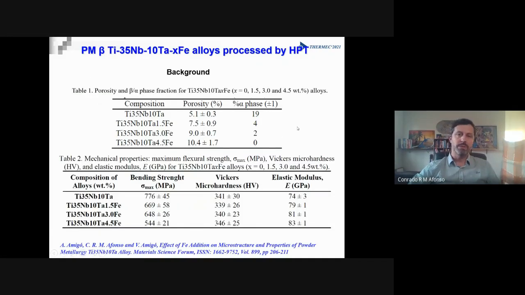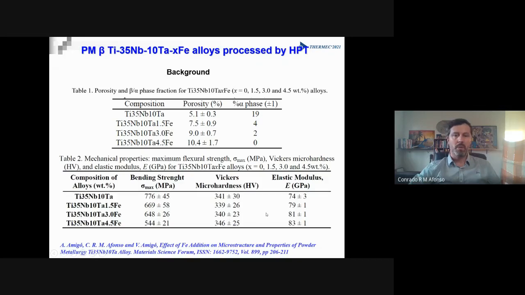Some properties of this material by powder metallurgy. We have 5% porosity for the titanium niobium tantalum alloy, and increasing the iron content, we can see an increase in the porosity. Regarding the percentage of beta phase, without iron we have almost 20% of alpha phase, and the remaining is just beta phase. With the addition of iron, we significantly decrease the fraction of alpha phase. So the iron increases the stabilization of beta phase a lot.